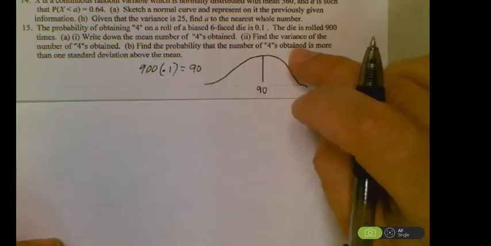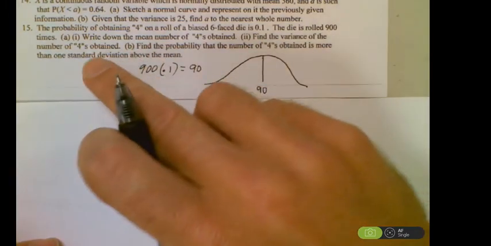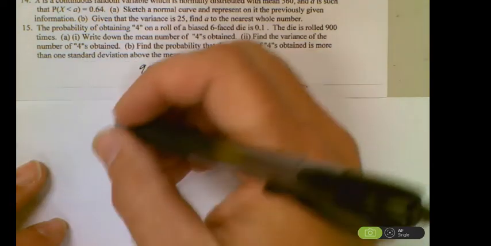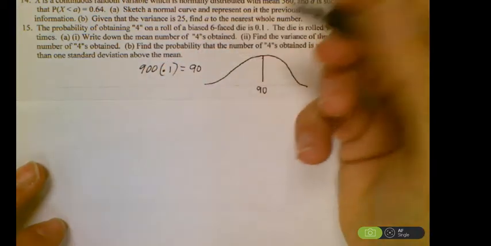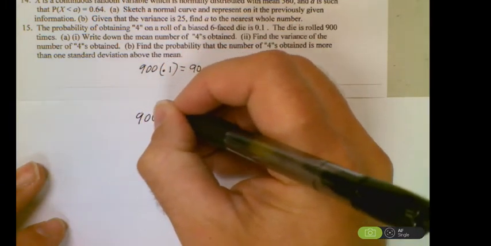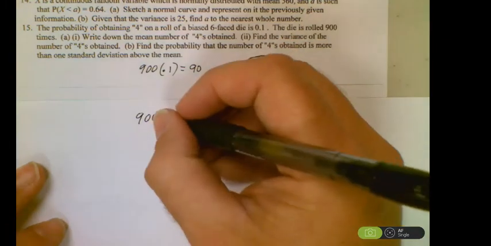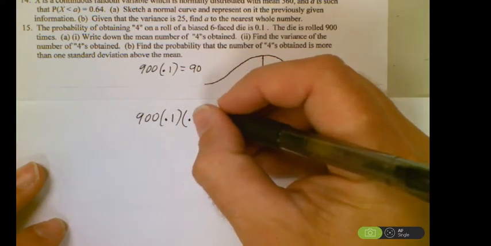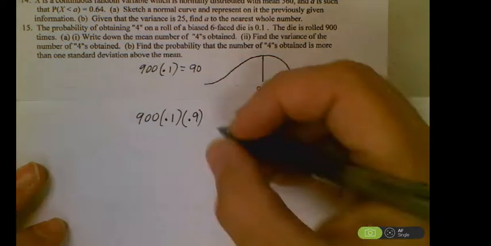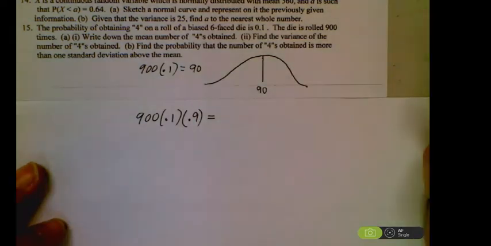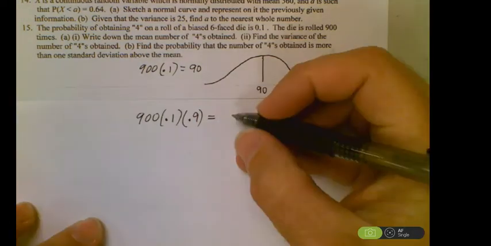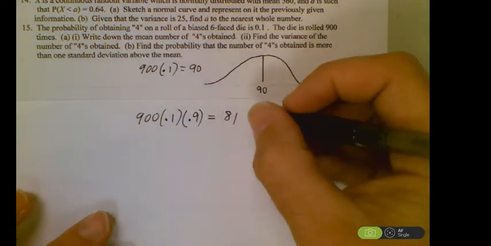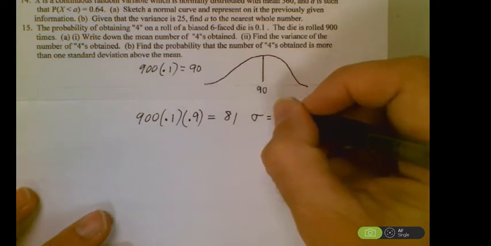Now, we've got to do this part. Find the variance of the number of 4s obtained. Again, we have our variance formula on our formula packet, which is the number of trials times the probability of success, which is 0.1 in this case, times 1 minus that, the probability of failure, so the other 90%. So we can use that to get the variance. In this case, we're getting 81. So that's our variance. And remember, of course, standard deviation is the square root of the variance. So we know our standard deviation is 9.